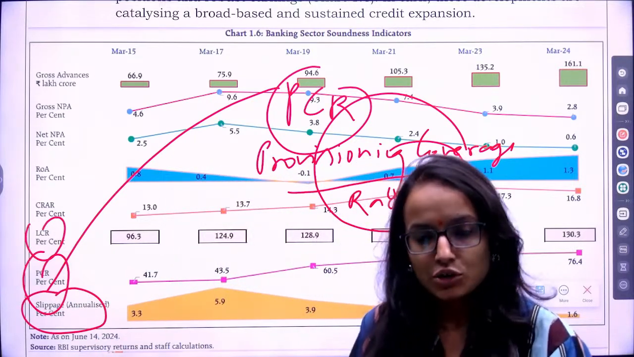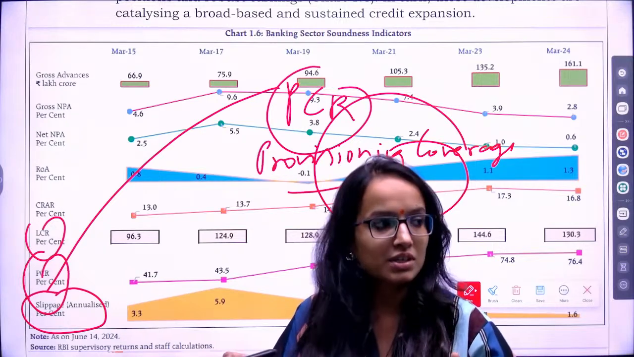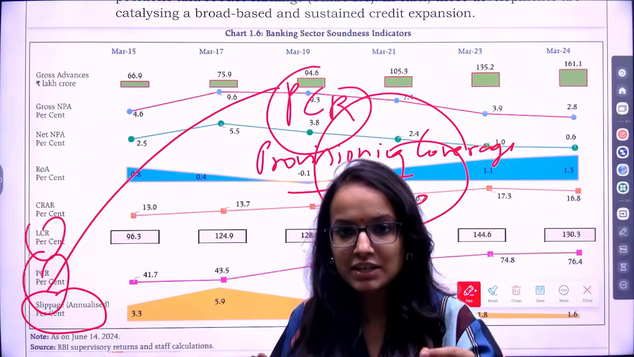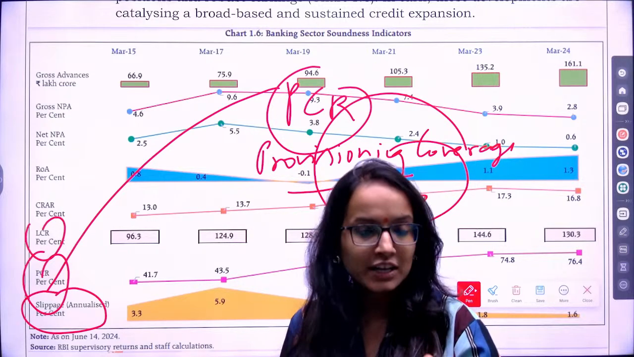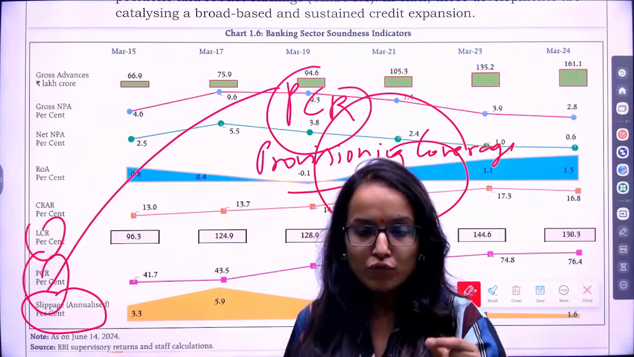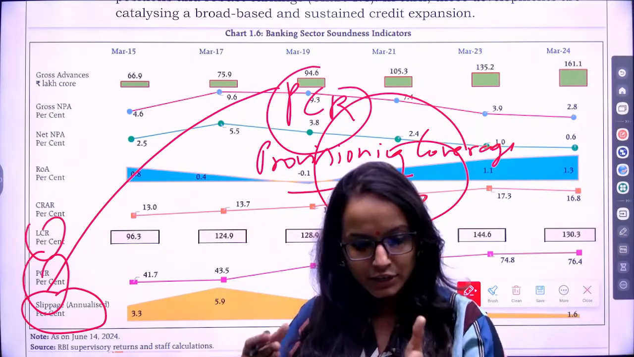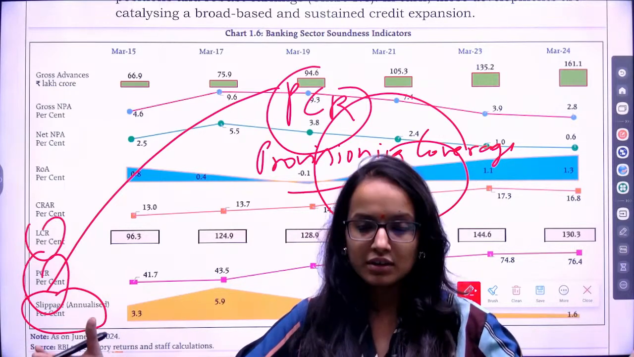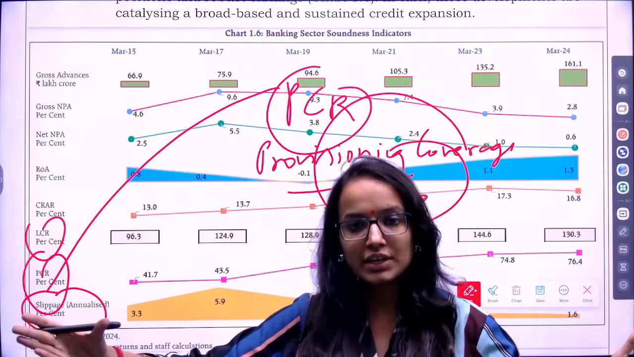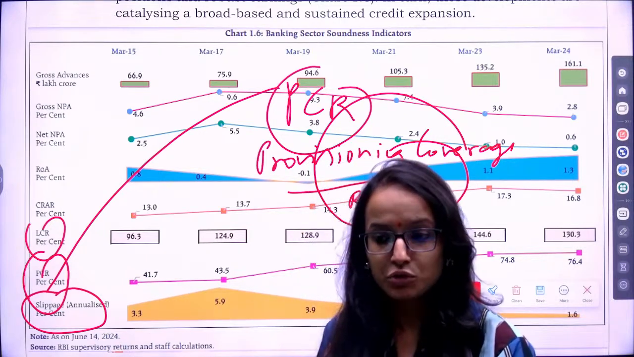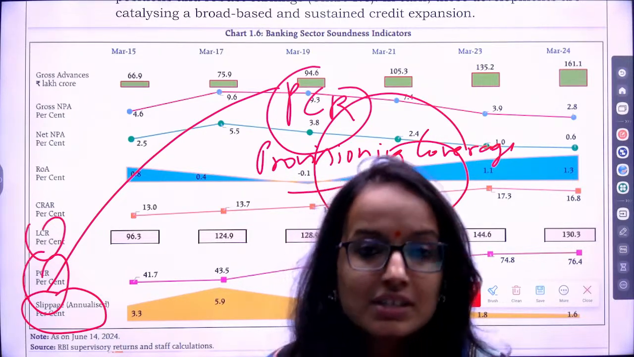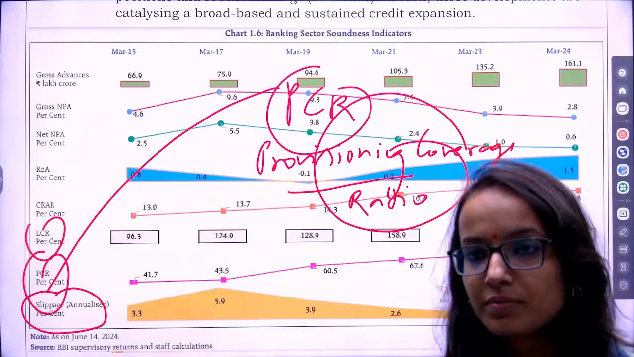Now what is slippage? In financial or banking terminology, the term slippage basically means addition to your NPA. Whatever NPAs are added during an accounting year, during an entire financial year, is your slippage. So whatever addition into your NPA is your slippage. Understood?